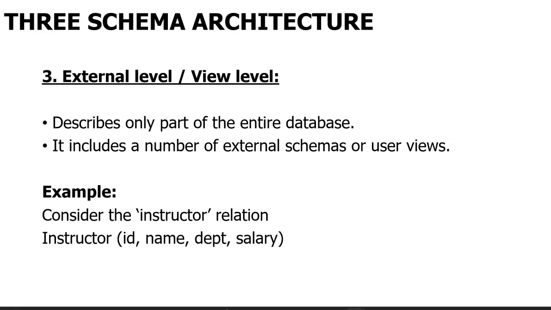So this is about the three schema architecture. The three schema architecture is to provide the abstract view of the database with the help of three levels of schema. One is the internal level, the other is the logical level or conceptual level, and the next is the external level or view level.